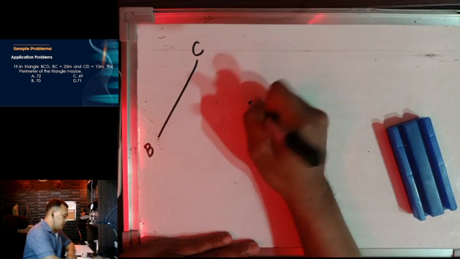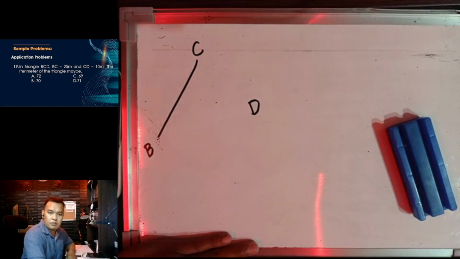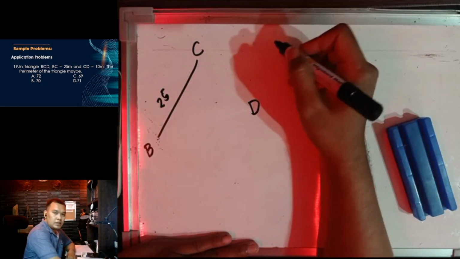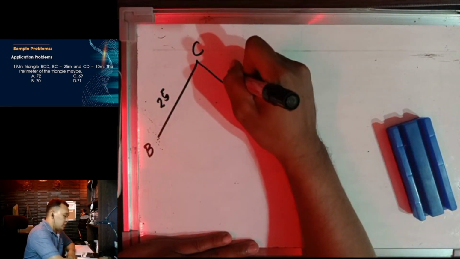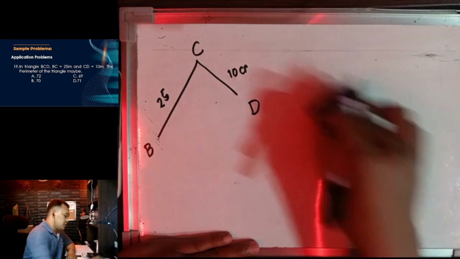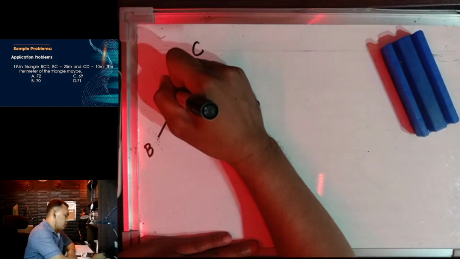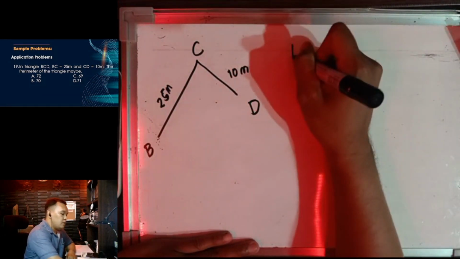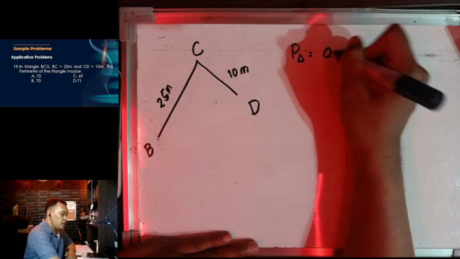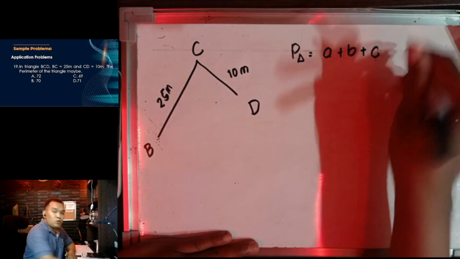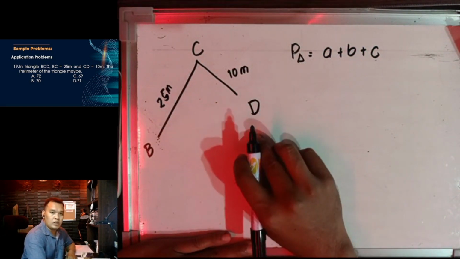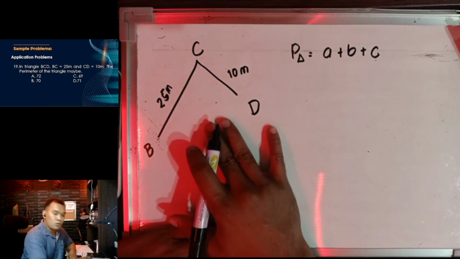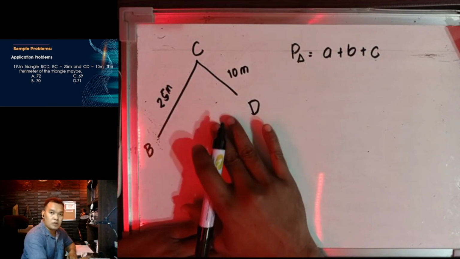BCD. Then BC, based on our problem, is equivalent to 25 meters and CD is equivalent to 10 meters. And we all know that the perimeter of a triangle is equivalent to A plus B plus C to get the total perimeter, no? Then, given that there are only two sides here, we don't know the total of this third side, no?